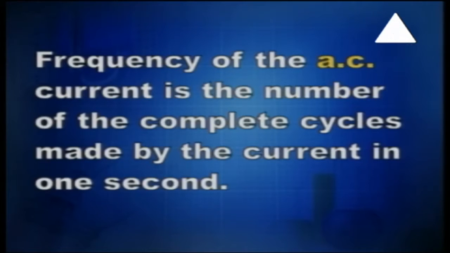And what about the frequency of the alternating current? It is the number of complete oscillations, complete cycles, made by the current in 1 second.